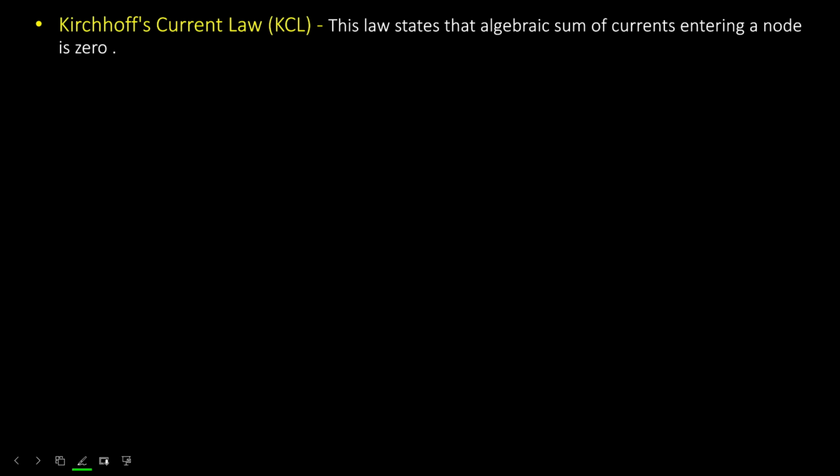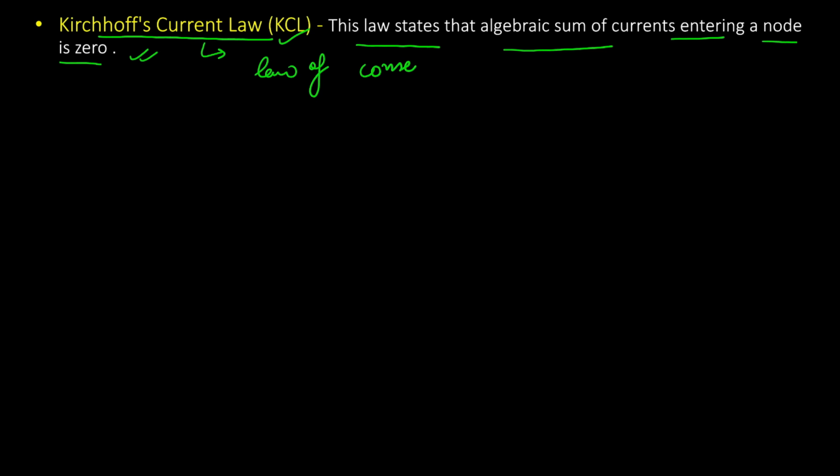So the first law is Kirchhoff's current law, also known as KCL. This law basically states that the algebraic sum of currents entering a node is zero. This particular law is based on the law of conservation of charge.